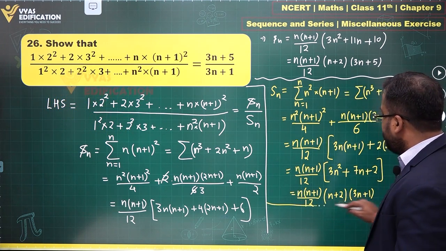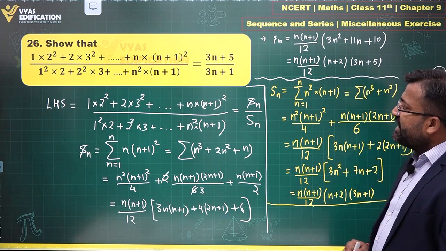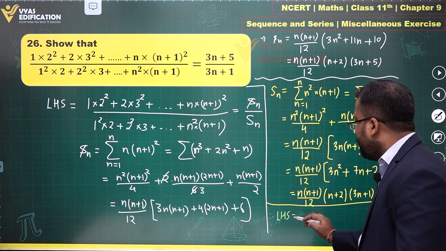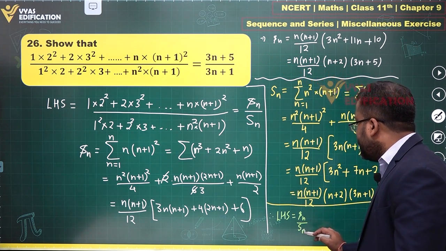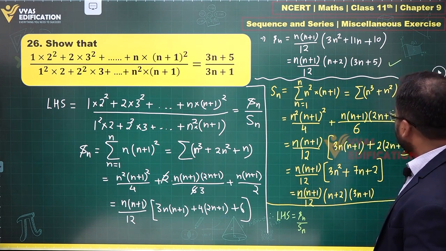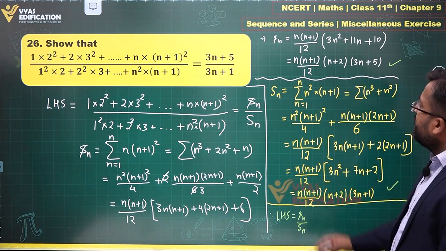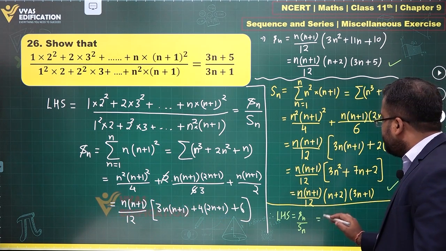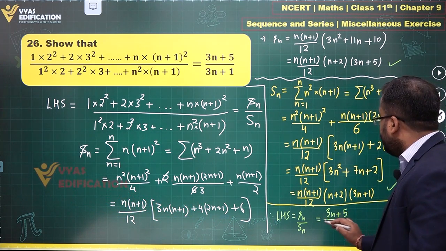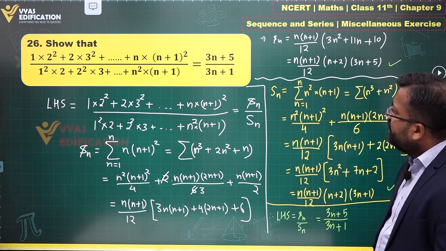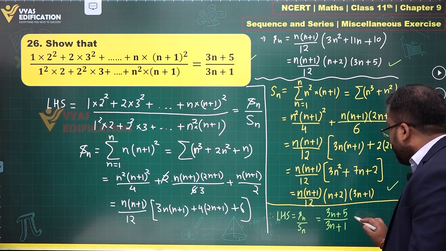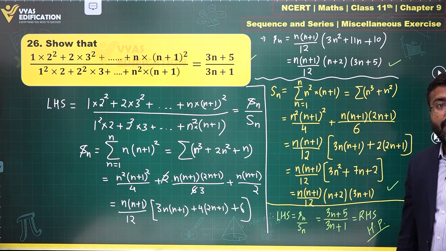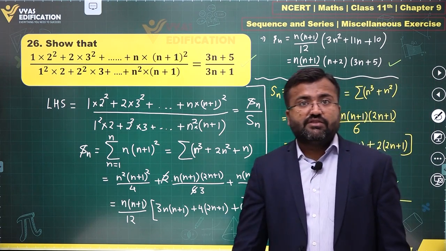So you have found capital Sn, you have found small sn, and now the only thing that remains is to simply write the LHS. Therefore, LHS will be equal to small sn upon capital Sn. Again, write this whole expression divided by this whole expression over here, but you can see n plus 1 by 12, n plus 1 by 12, n plus 2 goes away, and what remains is 3n plus 5 upon 3n plus 1. Is this what we wanted to prove? Yes, this is exactly what we wanted to prove. That's the complete right hand side and the complete proof for this question number 26, as you can see over here.